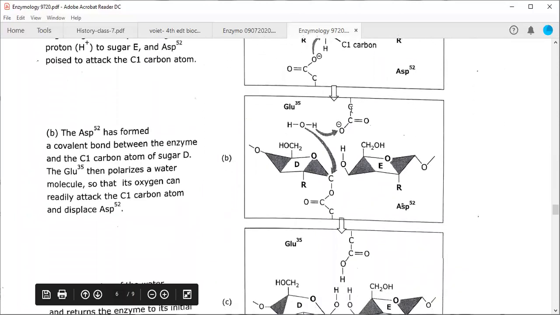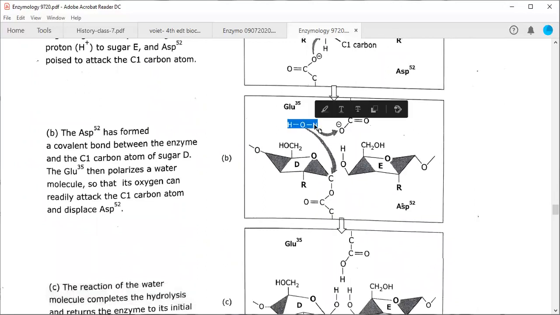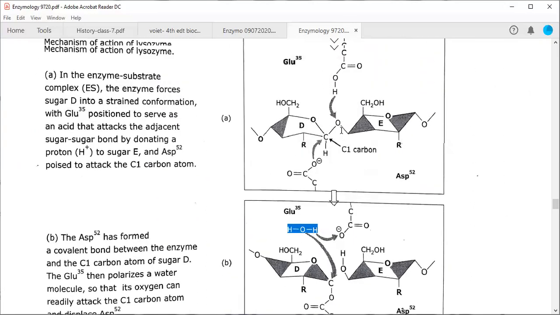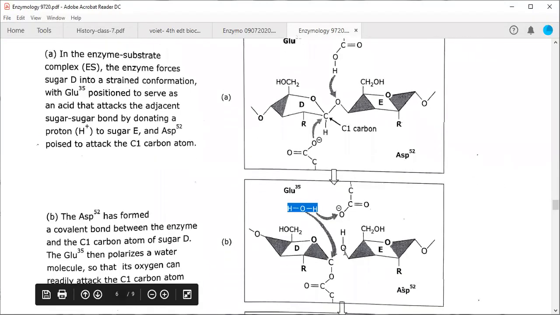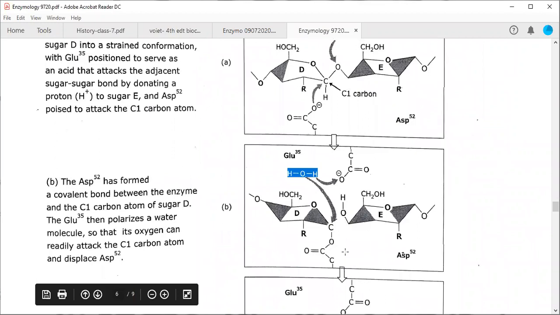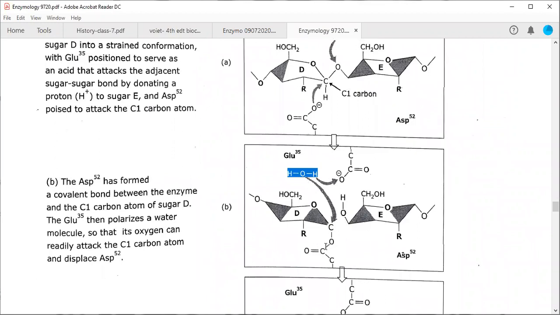Then there is an entry of one water molecule. If you are able to see this HOH, this is a water molecule, and its entry will resolve this carbonium ion. This will donate its proton to regain the original state, so this H will come here. The enzyme will regain its original conformation, and this OH will be donated here so that this covalent bond can be broken again.